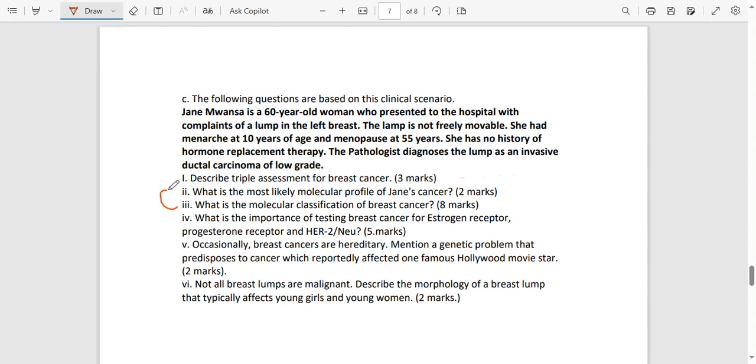I want us to come back to this one. So it is luminal A, but for us to understand it, we need to understand the third question. So anyone to help with part three, what is the molecular classification of breast cancer?